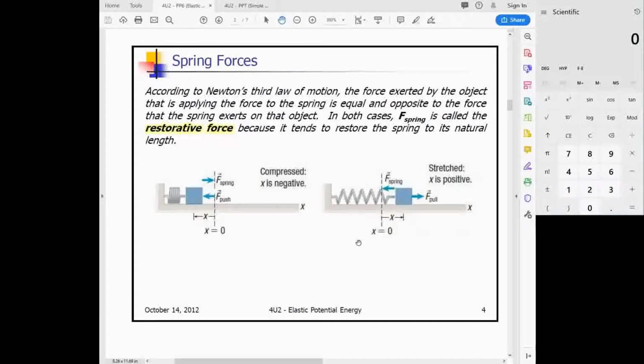So according to Newton's third law of motion, the force exerted by the object that is applying the force to the spring is equal and opposite of the force that the spring exerts on that object. So that F spring is equal to either F pull or F push. We call that a restorative force because it tends to restore the spring back to its original length or its natural length.